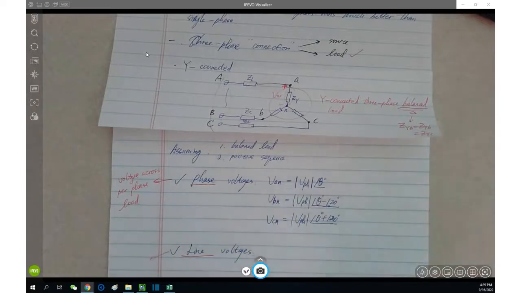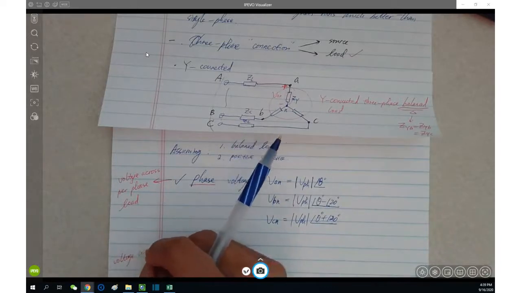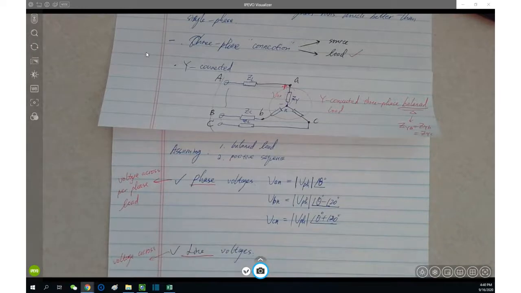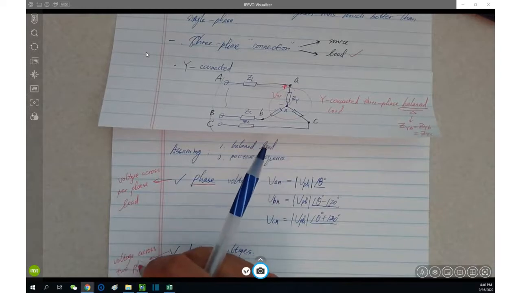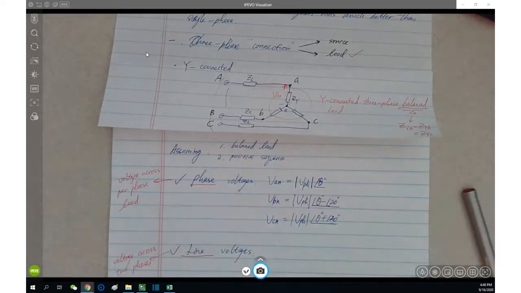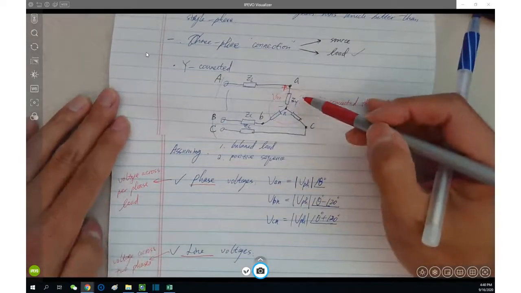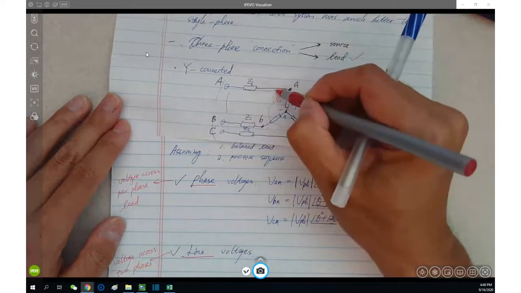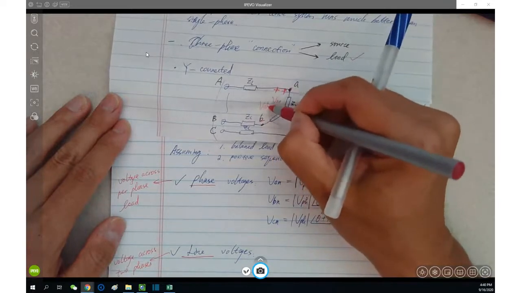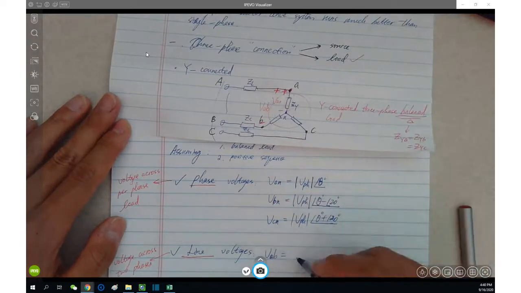It means voltage across whom? Not per phase anymore. Across any two phases. What does it mean? Look at the Y connected three phase load here. The voltage across two phases means from phase A to phase B. So from A to B, VAB is one of the line voltages.